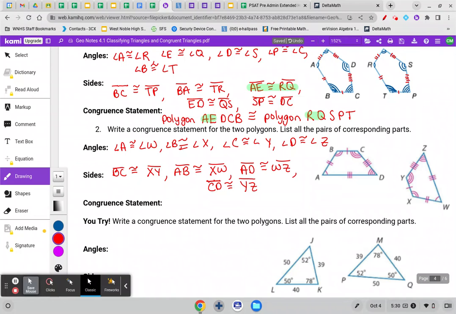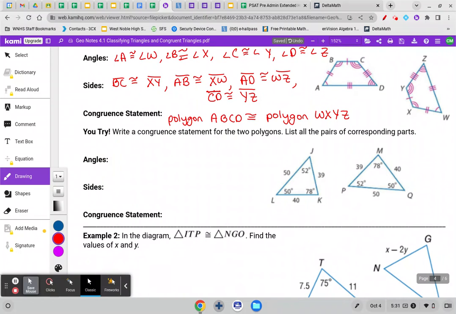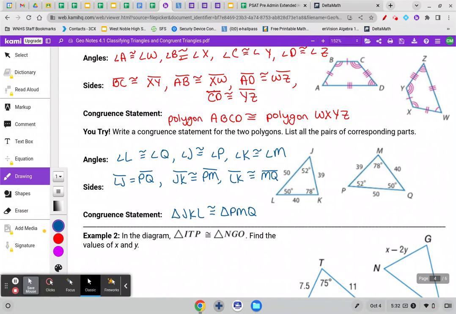Okay, now I do have to state my congruent statement for my polygon. So I have polygon A, B, C, D, although these don't have to be in alphabetical order, is congruent to polygon W, X, Y, Z. They just happen to be this time. All right, you guys go ahead and try this one with the triangles and the actual degrees and lengths instead of the tick marks.